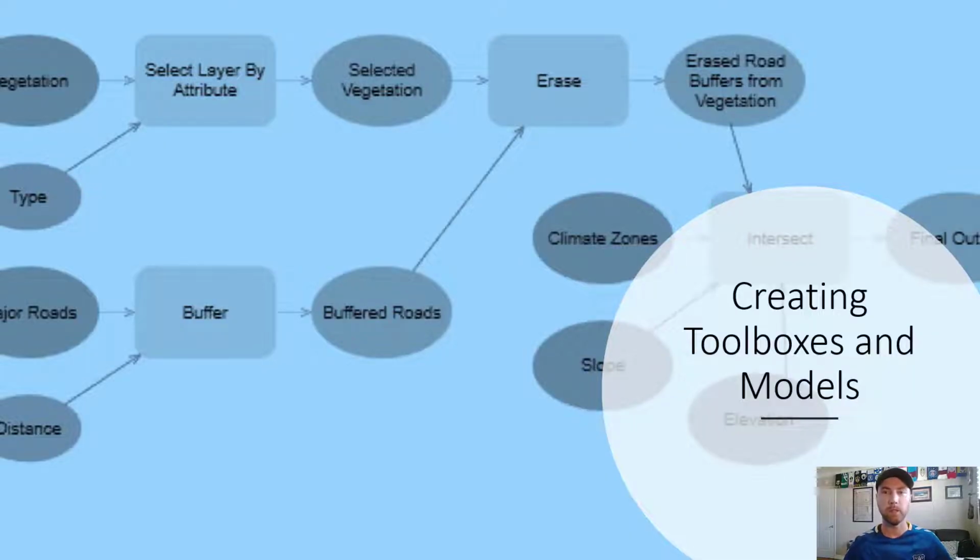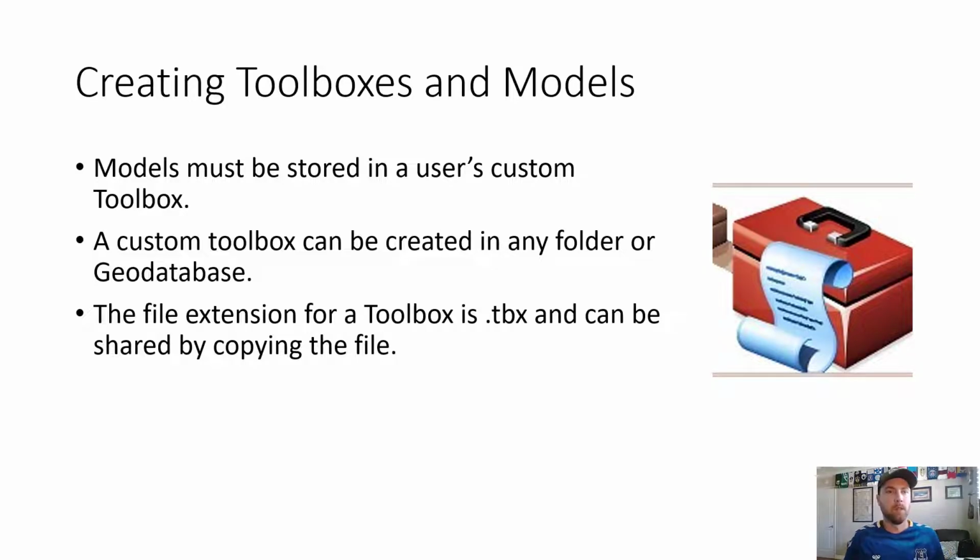All right, next up, creating toolboxes and models. So models must be stored in a user's custom toolbox. Now in ArcGIS Pro, when you create a new project, a toolbox is created with the project itself. So you will always have a custom toolbox. You also have the ability to create new additional toolboxes as well. A custom toolbox can be created in any folder or geodatabase, and the file extension for a toolbox is .tbx, and it can be shared by copying the file.